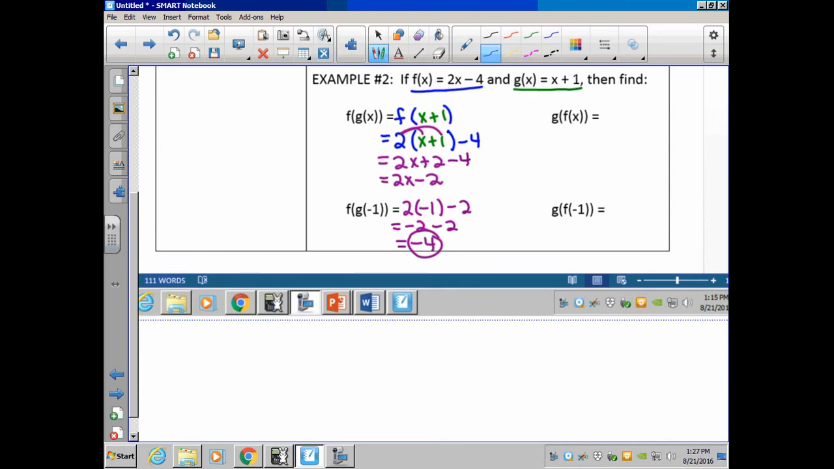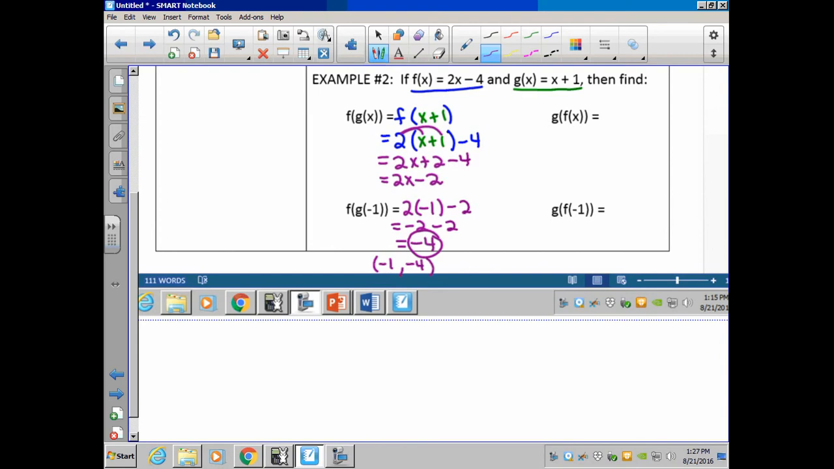This is simply a coordinate point. So we're saying in the composition between the two functions, when we have x at negative 1, then the y value is negative 4.